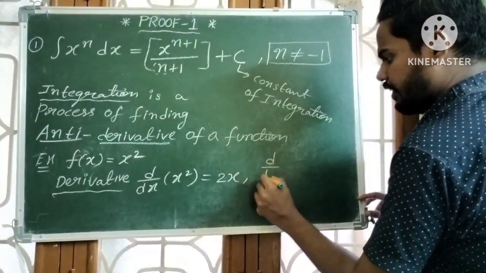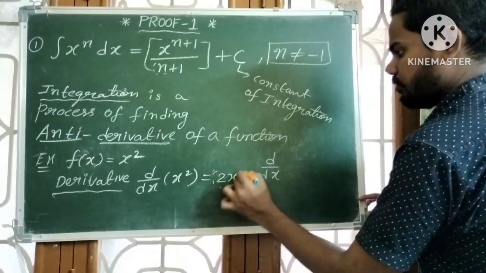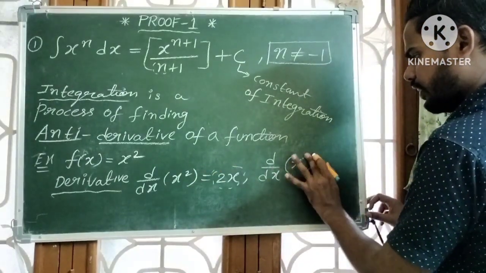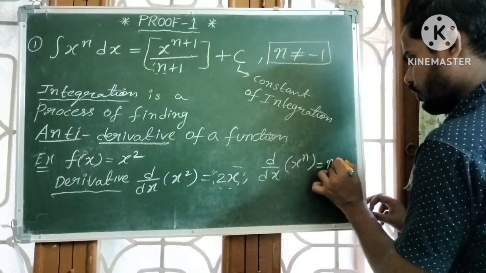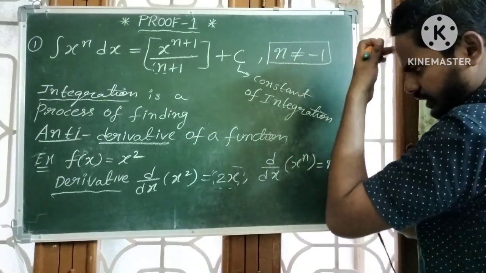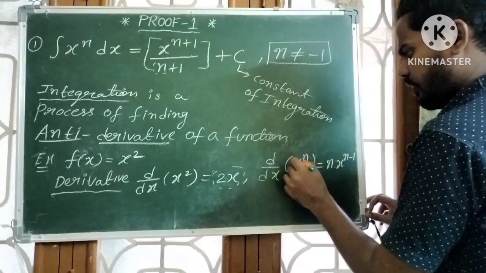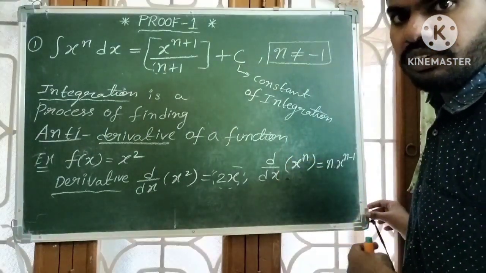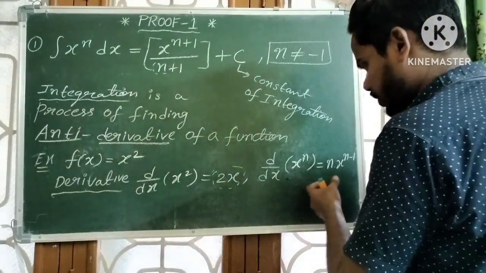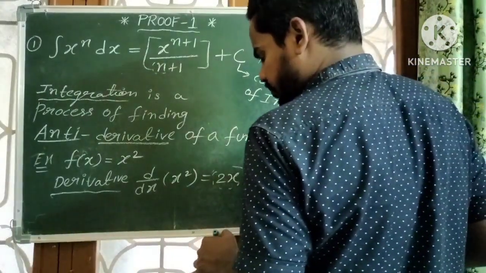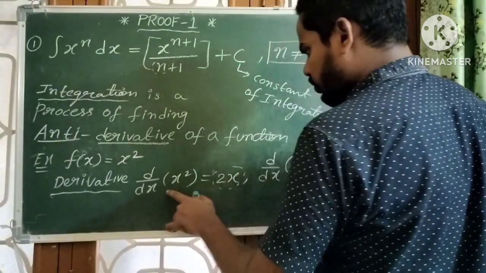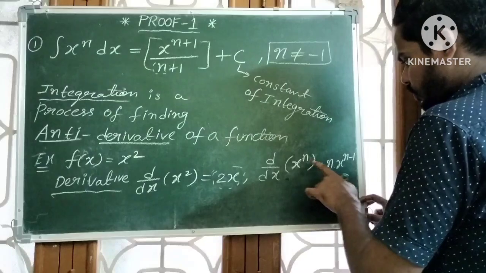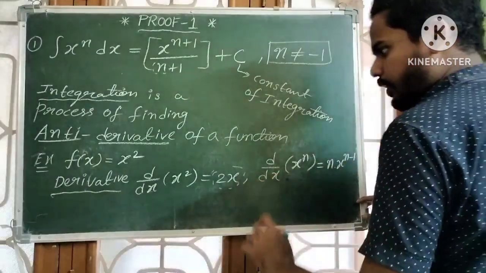So how do we get this value, this function? D by dx of x power n is equal to what? D by dx of x power n is n into x power n minus 1. This is the formula for d by dx of x power n. We can derive this formula using the first principle of differentiation. Anyhow, d by dx of x square is equal to 2x, because here n is equal to 2, so 2 into x power 2 minus 1 means 2x.